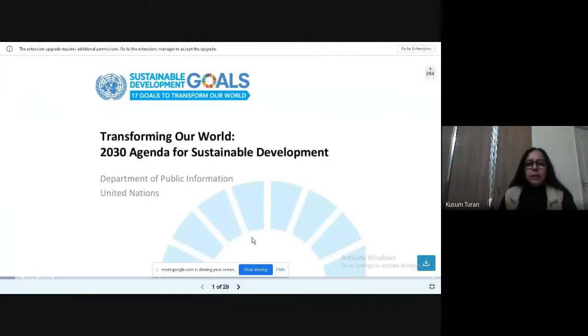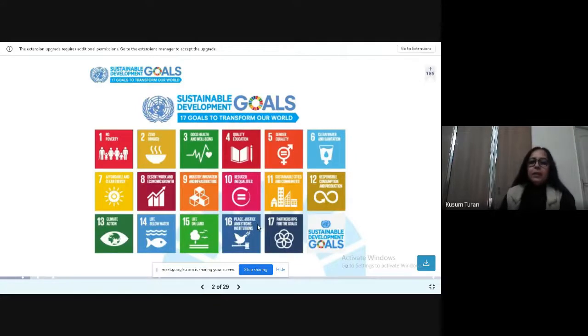So, the 17 global goals were the agenda set up in the year 2015 to be achieved by 2030 by the different nations who gathered together. And they were these 17 goals. So, we all know about them.